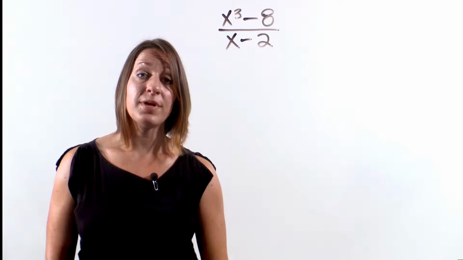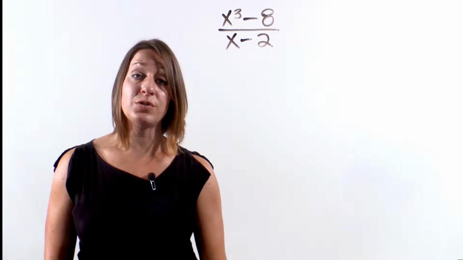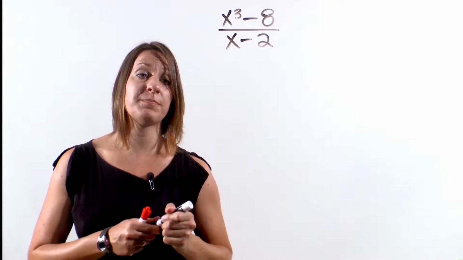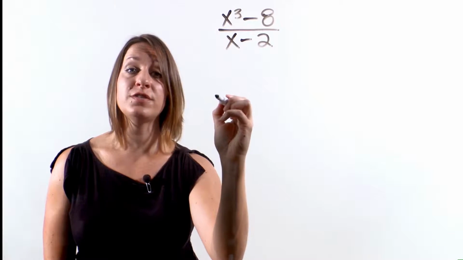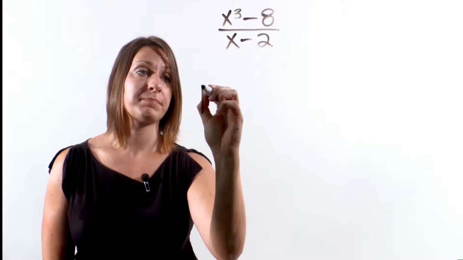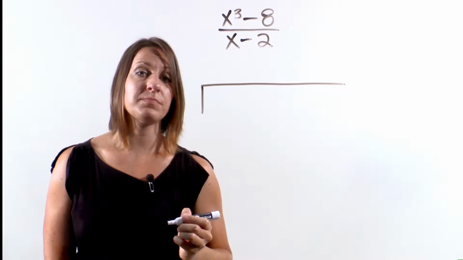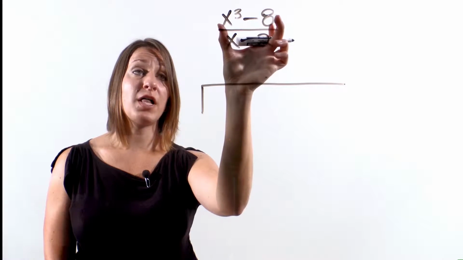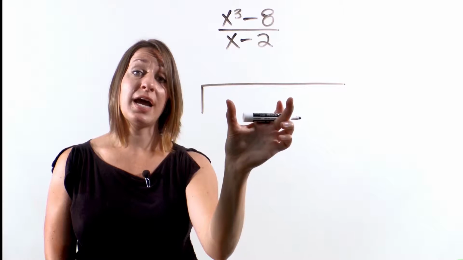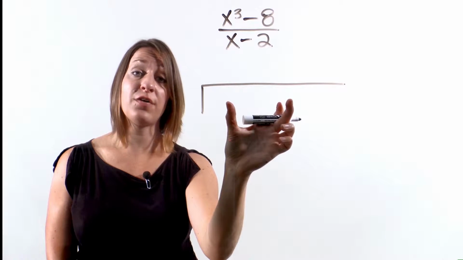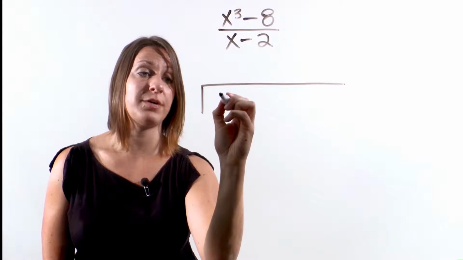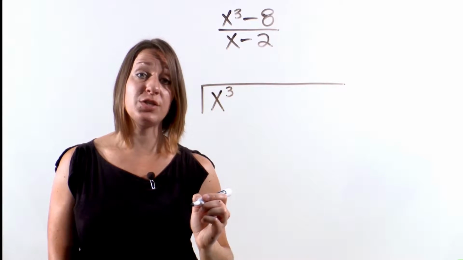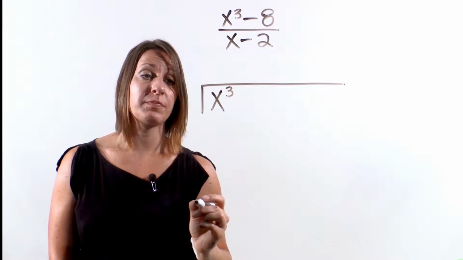So for this problem, I'm going to introduce to you how we're going to use placeholders to represent the missing terms. Let's go ahead and draw our division house. Okay. We're going to put the top polynomial inside the house. However, we're going to insert a few placeholders, and I'll show you what we're talking about. X cubed is going to go first.